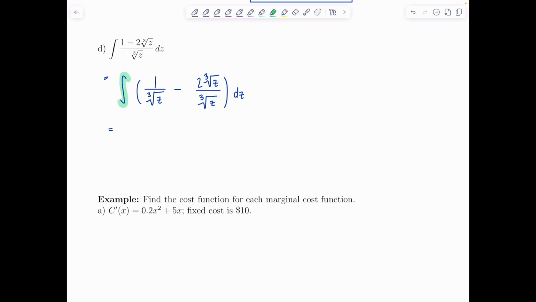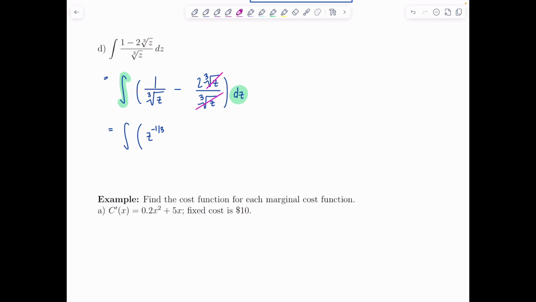I still have my integral sign. I still have my dz. 1 over cube root of z, I want to put it in integral friendly format, just like we would rewrite things in derivative friendly format. Let's write that as z to the negative 1/3 power, because this is z to the 1/3 in the denominator. And then look, oh, this is fabulous.